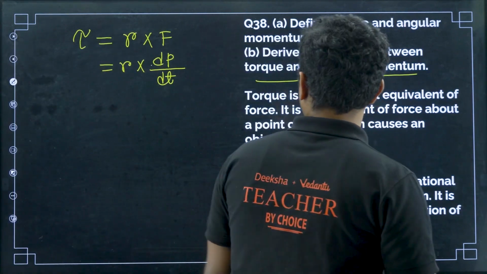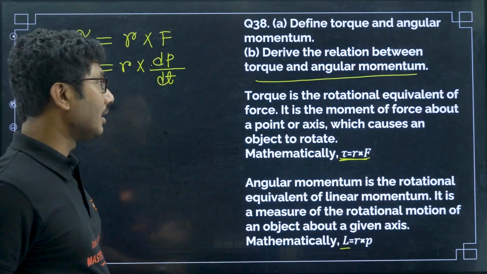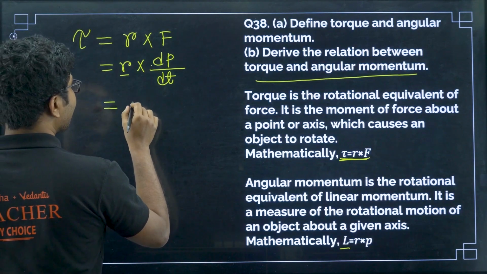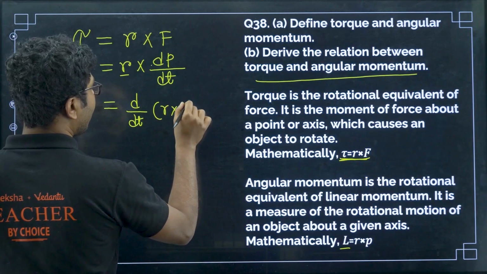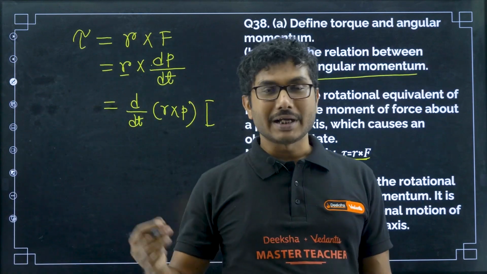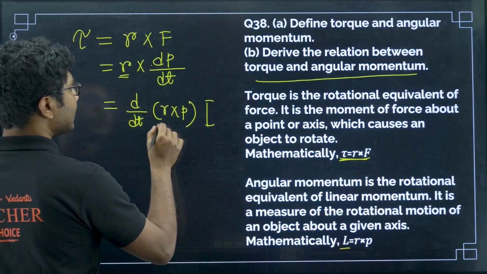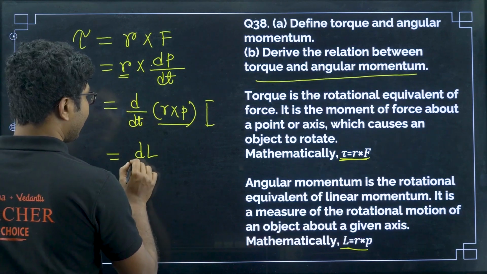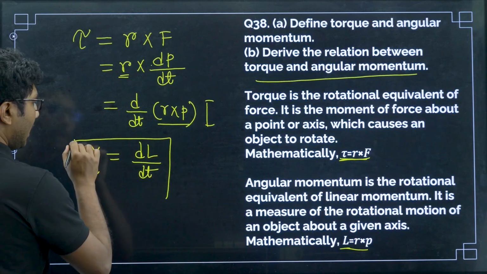Now in case torque is acting on a system, suppose the distance for a particular moment is constant. Distance constant means you can write this as d by dt of r cross p. Assuming that at that instant r is constant, r is not changing with time, there is no time component involved with r. So you can say this is the formula. What is r cross p? r cross p is nothing but angular momentum, so dL by dt. So torque is basically given by dL by dt.